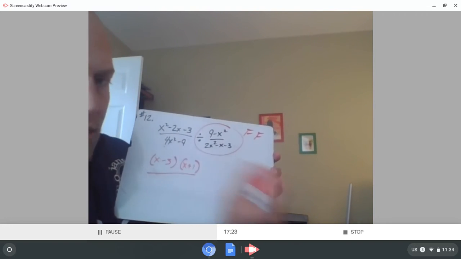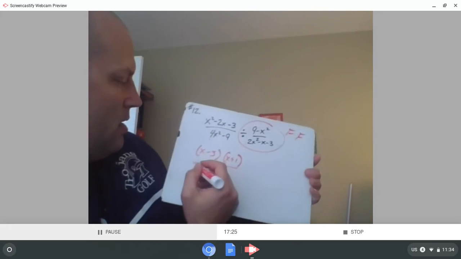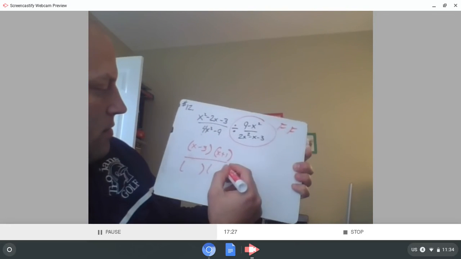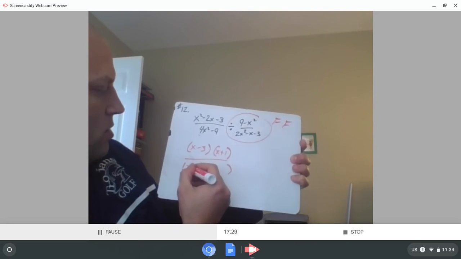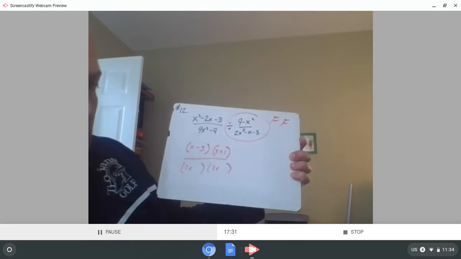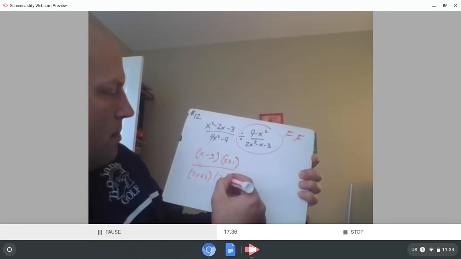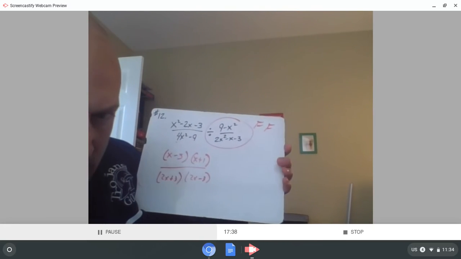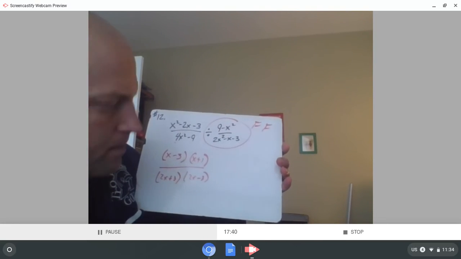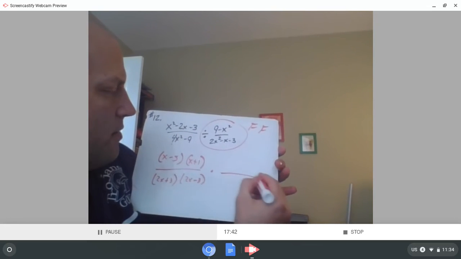4x squared. There is no GCF, but it is a difference of squares. 4x squared is 2x and 2x. And then factors of -9 are plus 3 and minus 3.